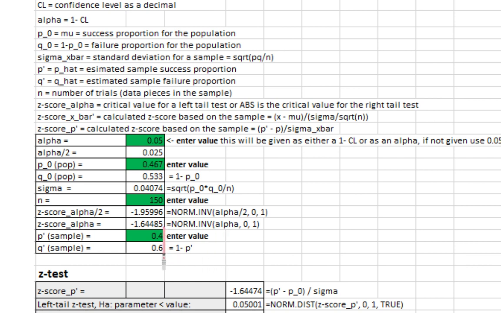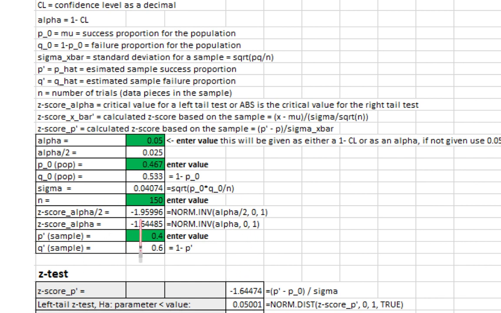Now notice, when I'm doing the norm dot invert and it's just the alpha, it's a left or right tail. This is for two tail. This is left or right tail. Notice I will grab the cell that has alpha. For this one, I will grab the cell that has alpha divided by 2, zeros and ones in the appropriate places.